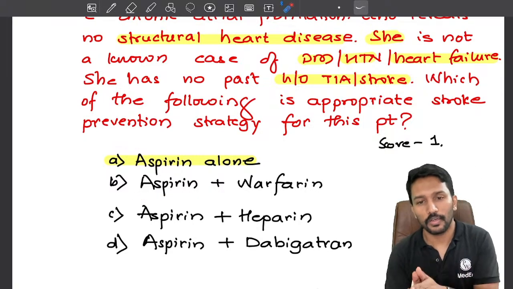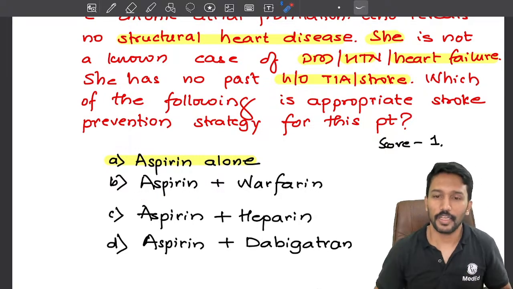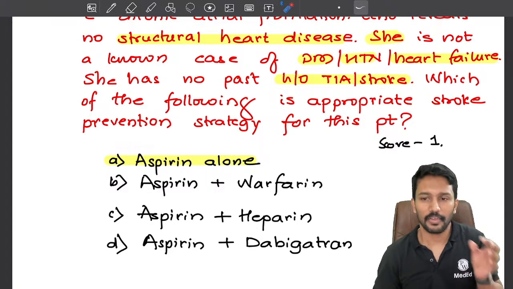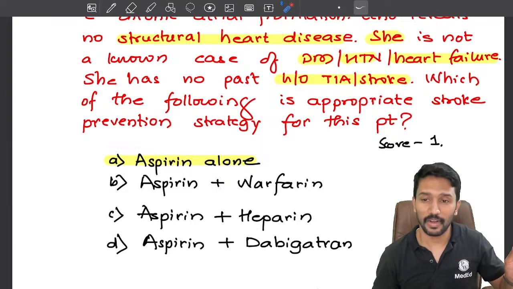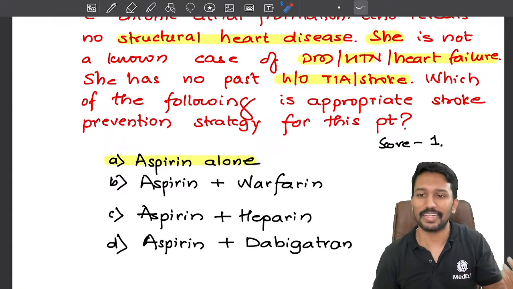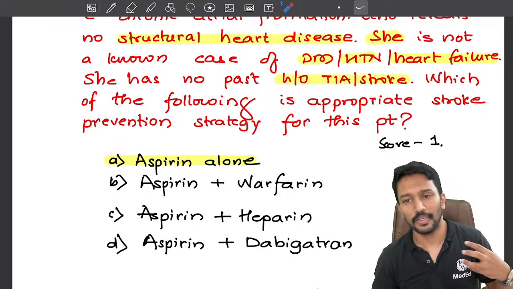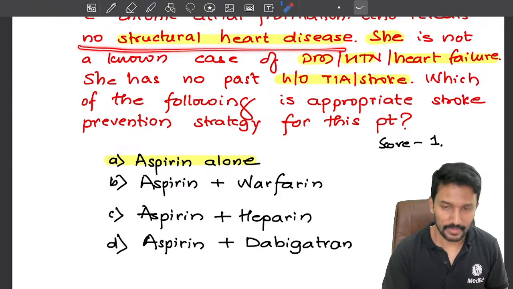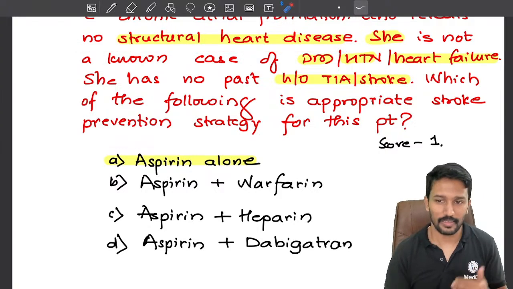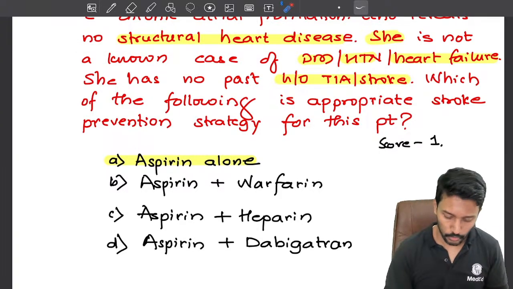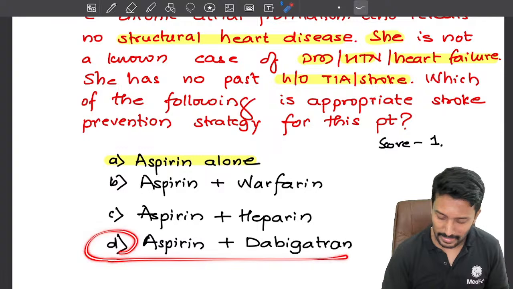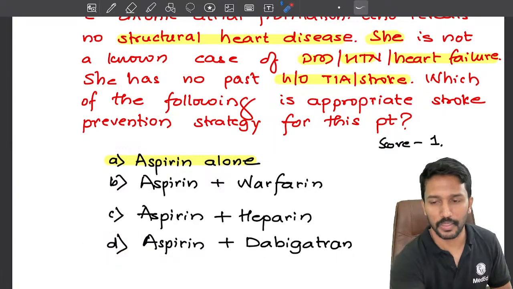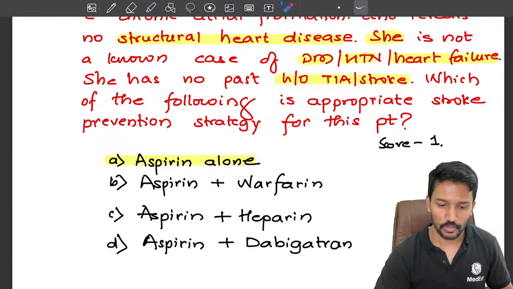Now which anticoagulant I should prefer? For all general cases, I should prefer a direct acting oral anticoagulant. But if there is a rheumatic heart disease or a patient has got a prosthetic, that is metallic prosthetic valve, then I have to go for warfarin. In this case, there is no structural heart disease that has been mentioned. So in that case, if I make the score 4, I should choose aspirin plus dabigatran, right? That is how we interpret the CHA2DS2-VASc score.